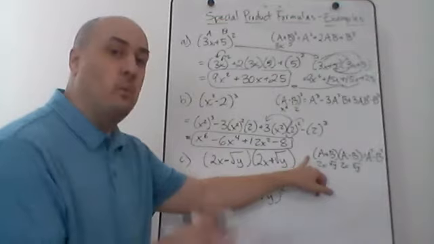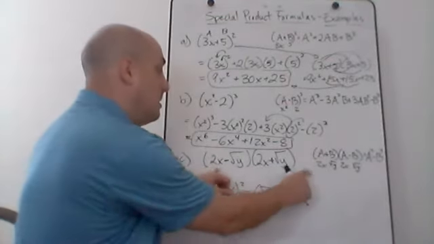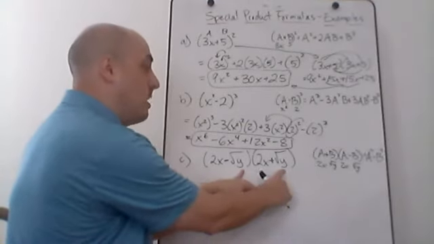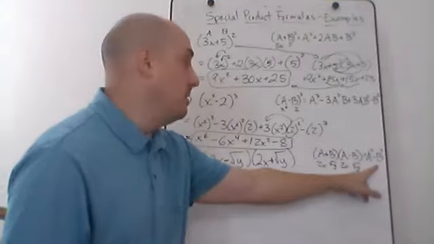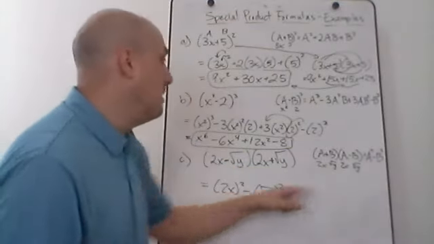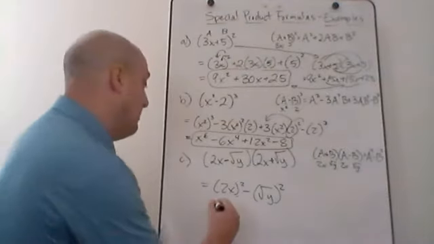Then I have to identify what's a and what's b, right? A is the first term in each, which is the 2x. B is the second term in each, which is the square root of y. And then I plug that a and the b into the other side of that formula. It's the a, the 2x squared, minus the b, which is the square root of y squared. And now I have to simplify this.